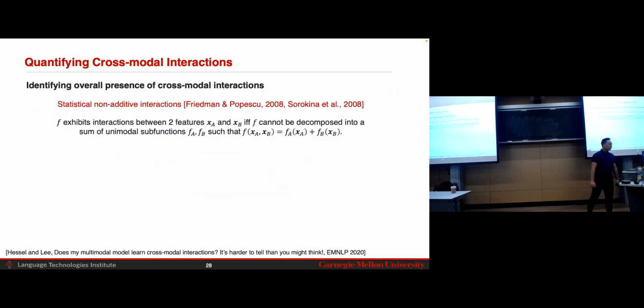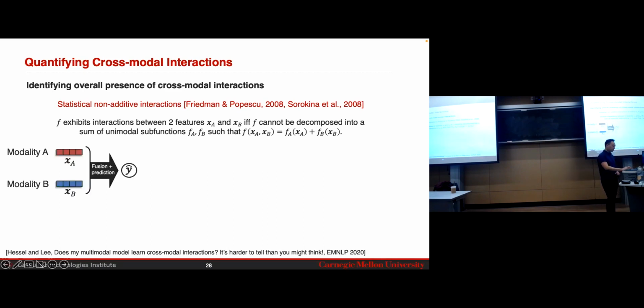And in the lecture on fusion, we also saw one initial way of quantifying these cross-modal interactions. Essentially, let's say we have a function f. Here's a very general definition of these cross-modal interactions. If f can be decomposed into a set of unimodal subfunctions, f of a on the first modality plus f of b on the second modality, then basically the only interaction is additive. There's no higher order, non-additive or non-linear interaction.